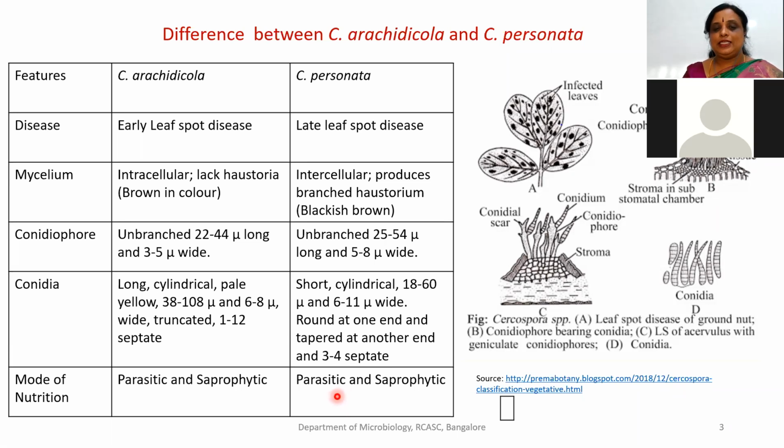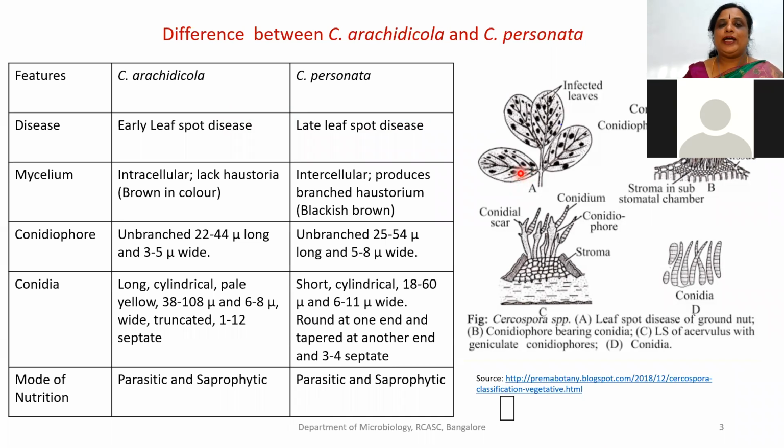That is, this indicates that they are facultative parasites. That is, it may or may not require a host for their growth and development. Once again, I will repeat. There are two different species of Cercospora which cause such kind of leaf spot disease in the case of groundnut.